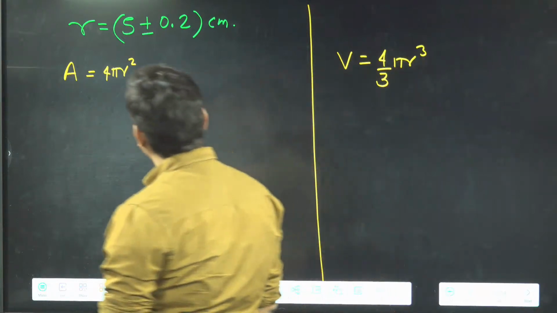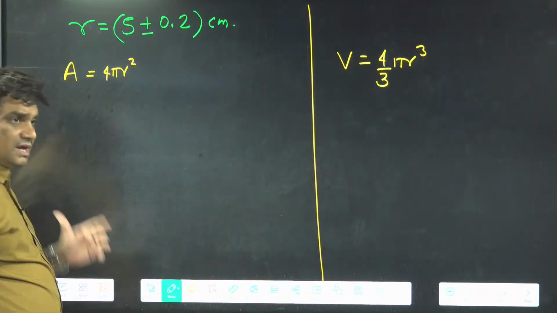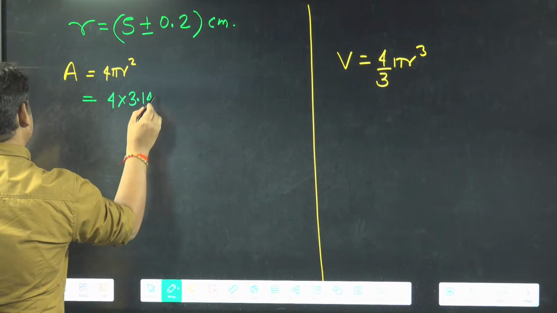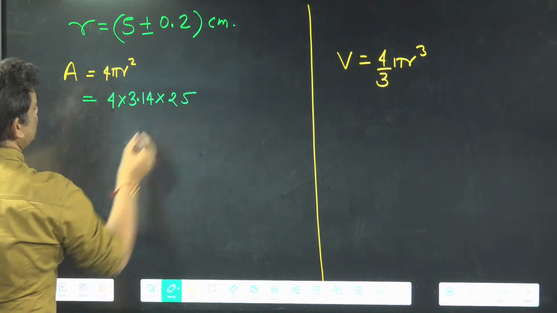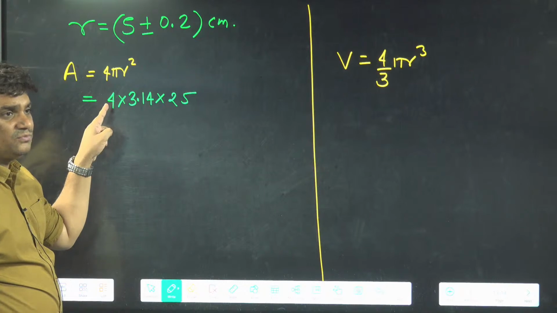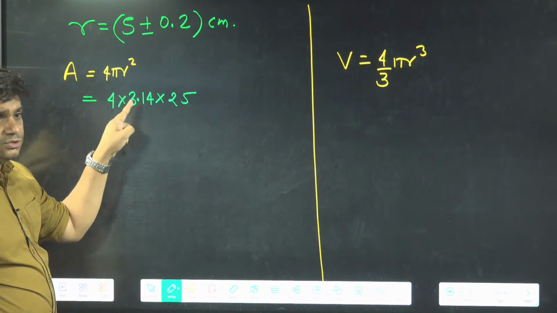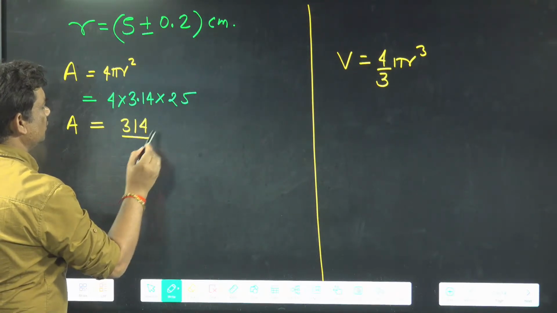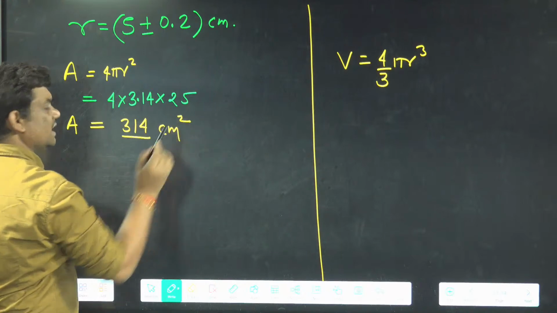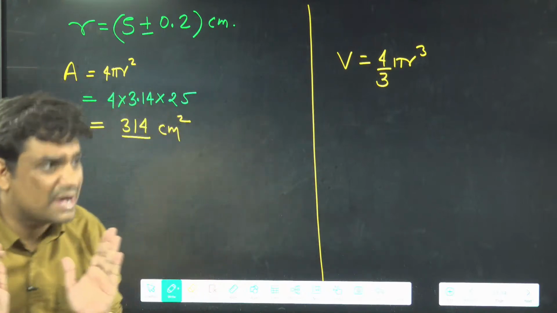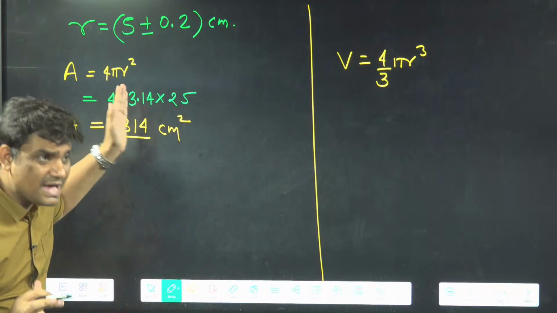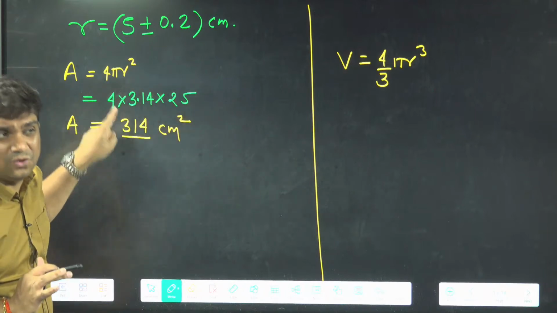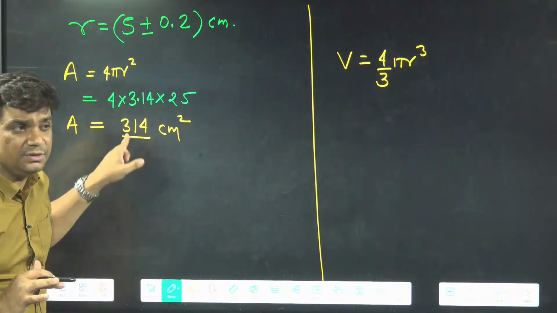Now listen, to find the surface area you can say 4 pi r square. 4 pi, 3.14, r square will be 25. 25 into 4 is 100, and 100 into 3.14 will be how much? The answer for area is 314 centimeter square. If I use 4 pi r square, r square is 25, so 25 into 4 is 100, and 100 into 3.14 is 314.